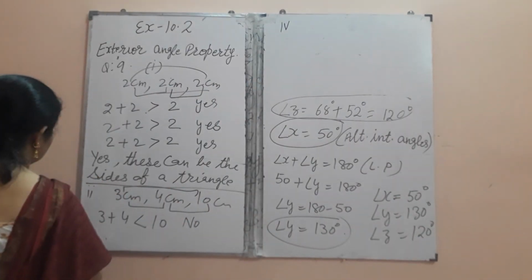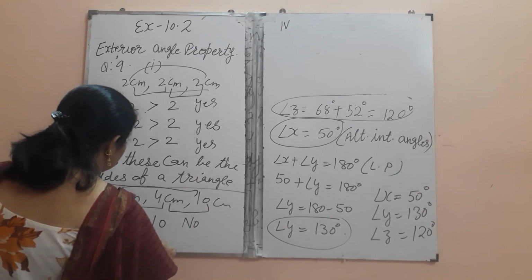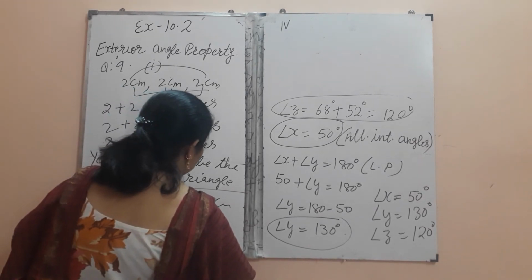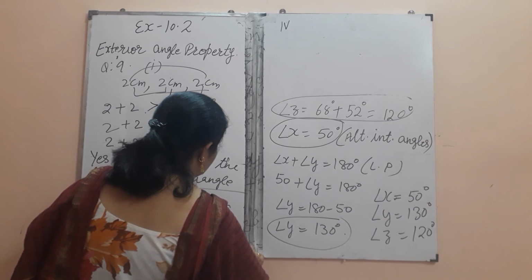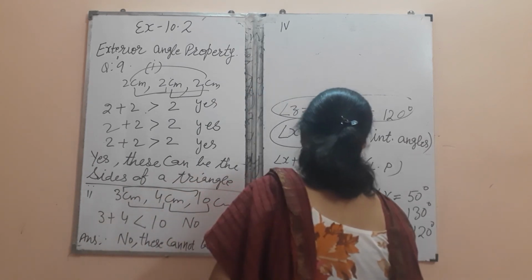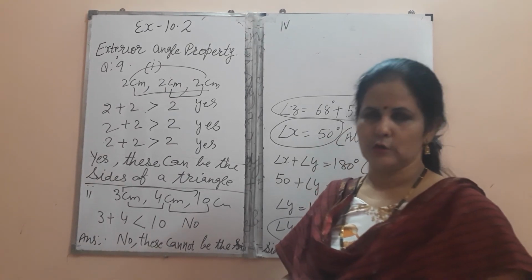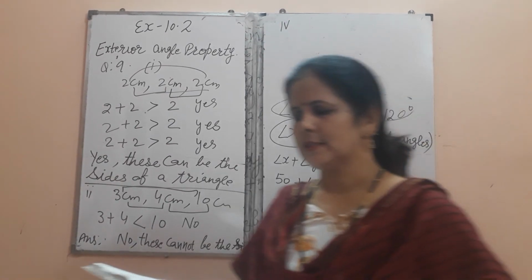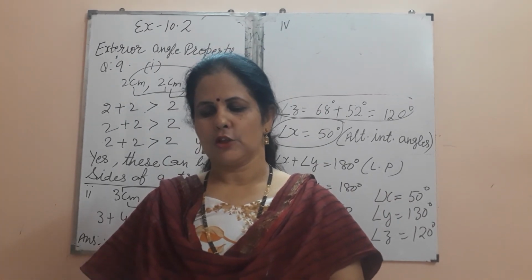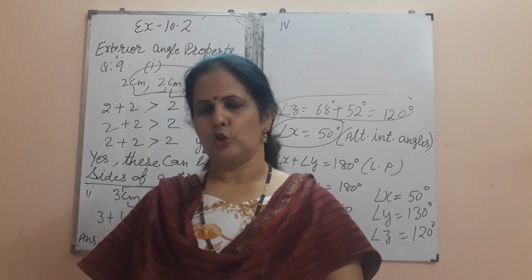So the answer will be no, these cannot be the sides of a triangle. Understood? So like this we will do all these 4 questions, and the next questions, number 10, 11, 12 and 13, we are not doing. So cancel these questions. If we get time then we will do them, otherwise don't do these questions for the worksheet.